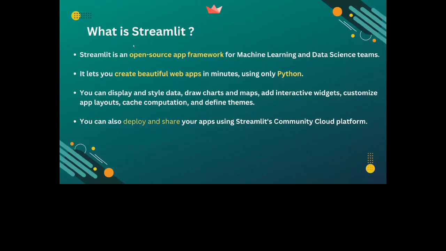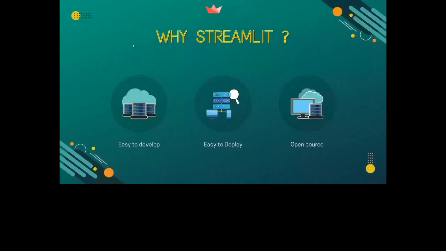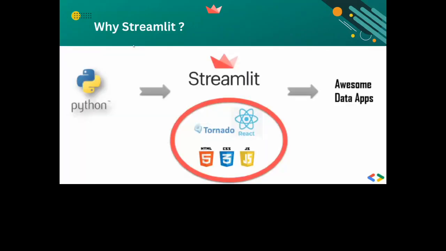We can create beautiful apps in just minutes, and we can also deploy and share our apps at no cost. So why do we need to use Streamlit over Flask or other APIs? Because it's easy to develop. We only need Python, basic loops and so on. It is easy to deploy, it is free to deploy, and, as you know, it is open source. Basically, as I said, Streamlit is much easier than Flask. Streamlit uses Tornado and React as its backend, and it will generate beautiful HTML and CSS code.